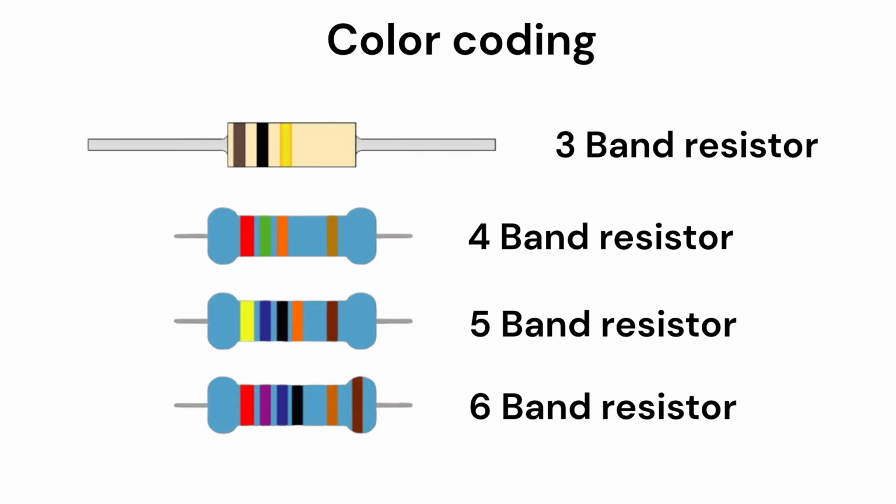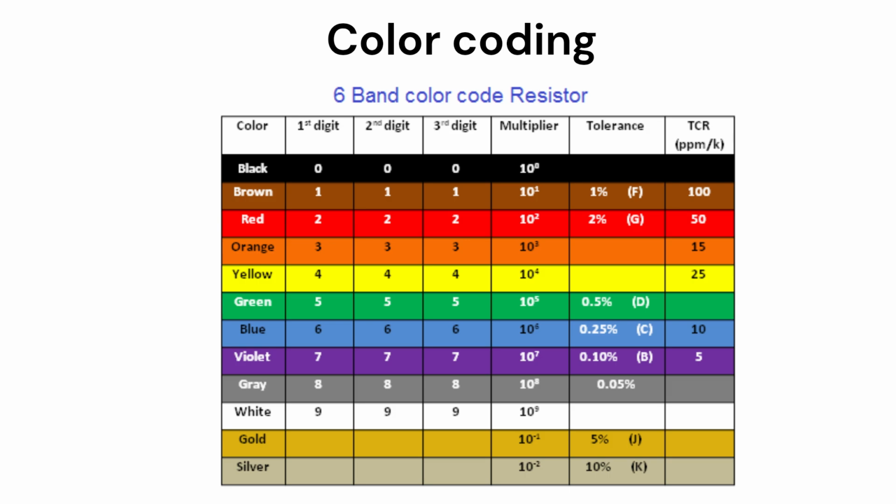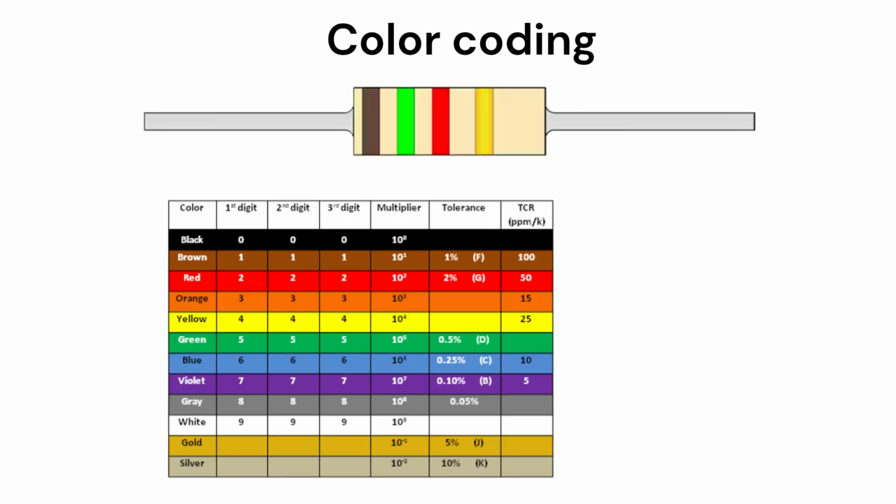Now the color coding. Resistors can have color bands anywhere from 3 bands to 6 bands, with 4 bands being the most common. This is a table to know the resistance of any resistor which has color bands on it. Let's take an example of a resistor. This resistor has 4 color bands. For a 4 band resistor, the first color indicates the first digit, the second color indicates the second digit, the third color indicates the multiplier, and the fourth color indicates tolerance.